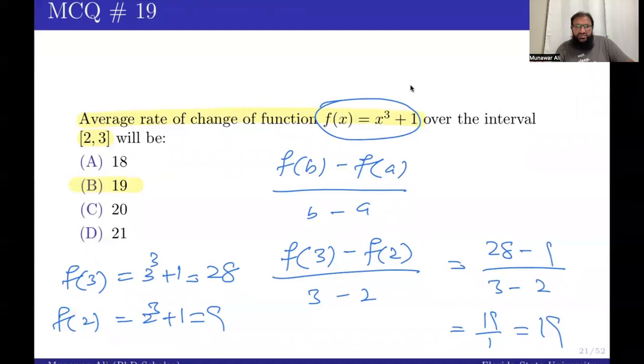So this is when it is asked for the average rate of change of a function. Otherwise, if it is instantaneous rate of change, it's going to be the derivative of the function.